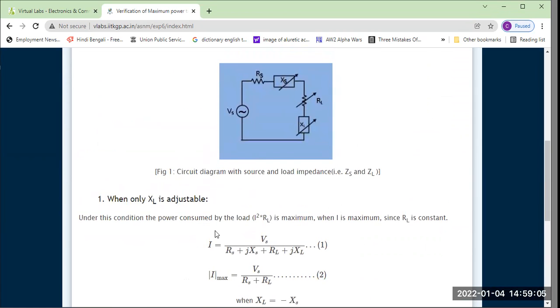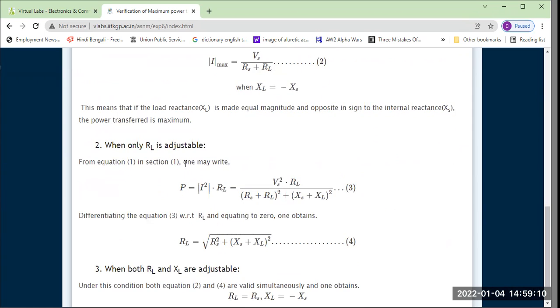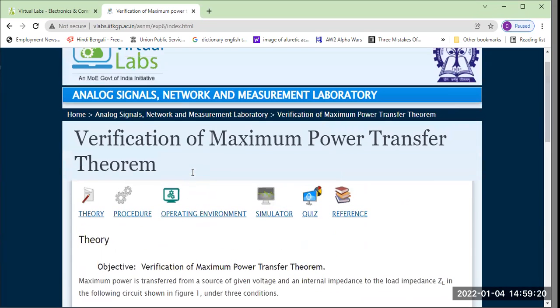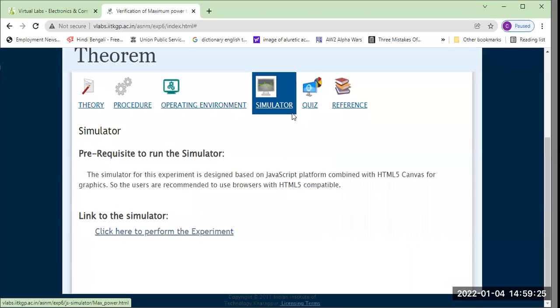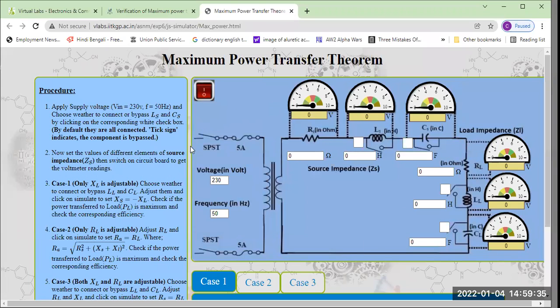So you can see here is all about its equation and some resistance is there, formulas are there, you can perform it. Now we are directly going to the simulator. Just click on the simulator, then you can get this type of window. Then here, click here to perform this experiment. Just click over there, you can get this. Okay, so this is maximum power transfer theorem procedure.